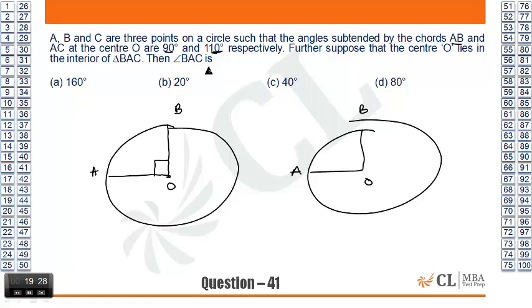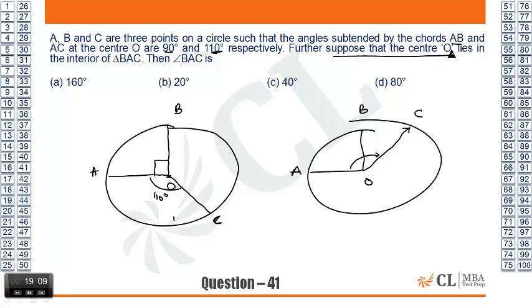One case is AC is 110 degrees. So AC can be something like this, 90 and 110, something like this. This can be 110 degrees, this is AC, or it can be AC like this. This can be C, 110 degrees.